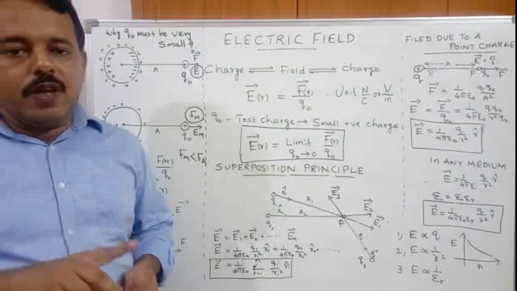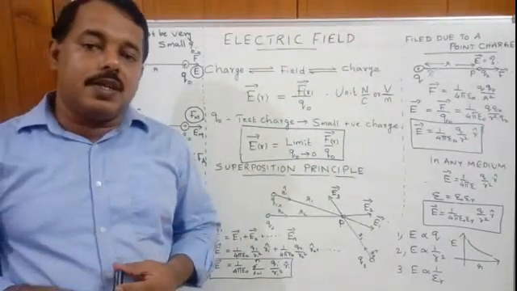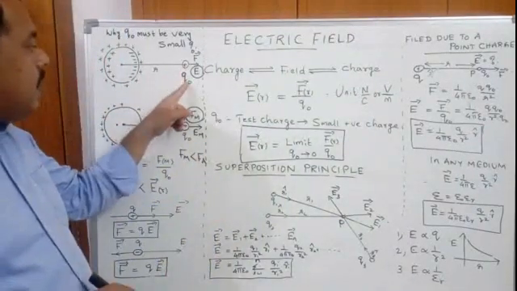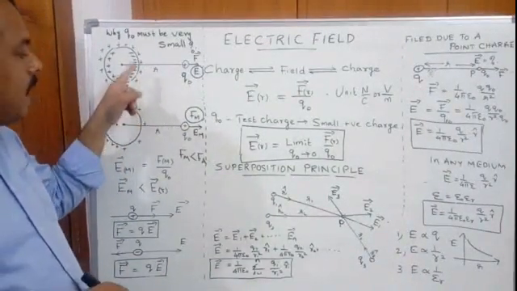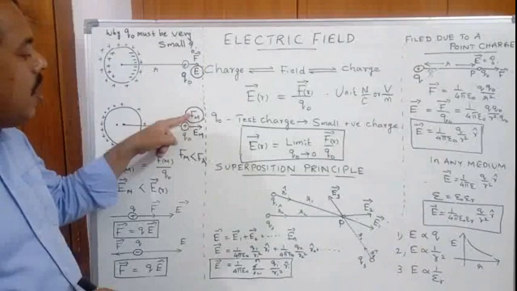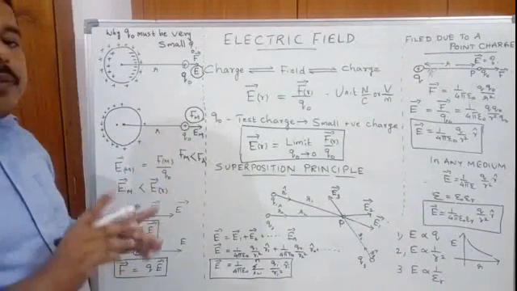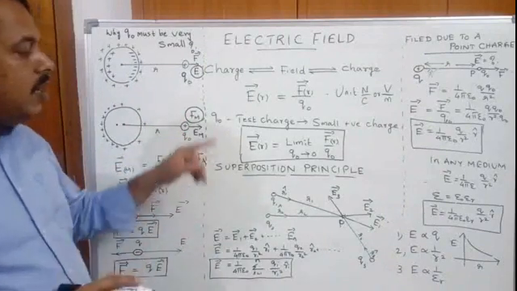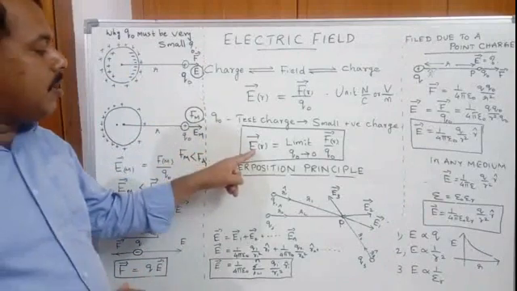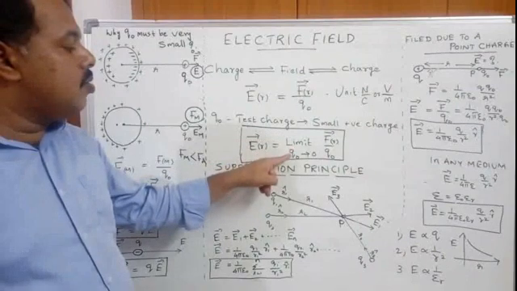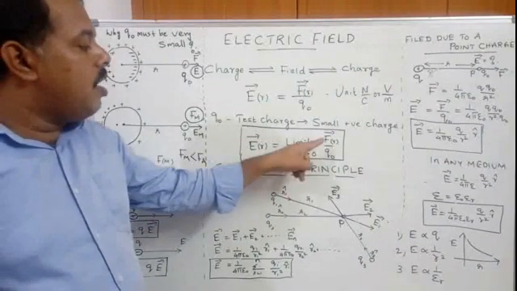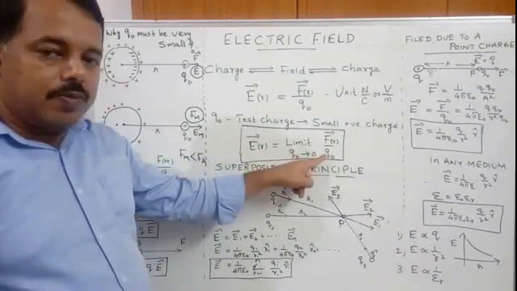If I am using a very small positive charge as the test charge, that will not create that much electrostatic effect on this charge distribution, and the force measured will be actual and the electric field measured also will be actual. So that is why the intensity of the electric field can be written like this: E = limit Q0 tends to 0 of F/Q0.